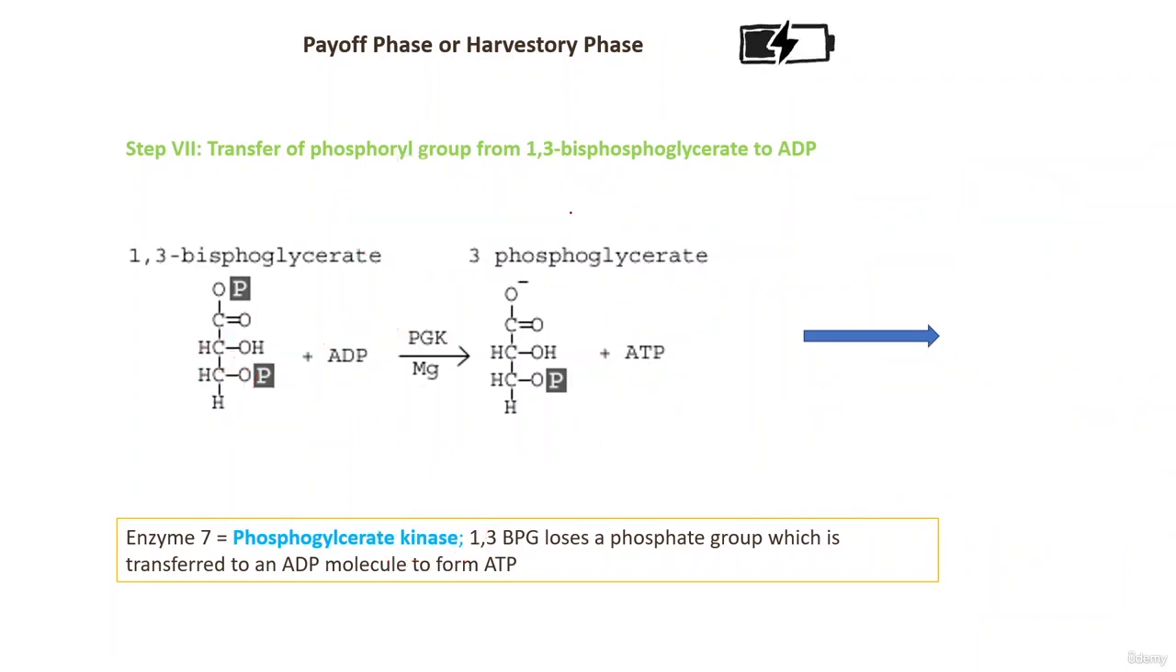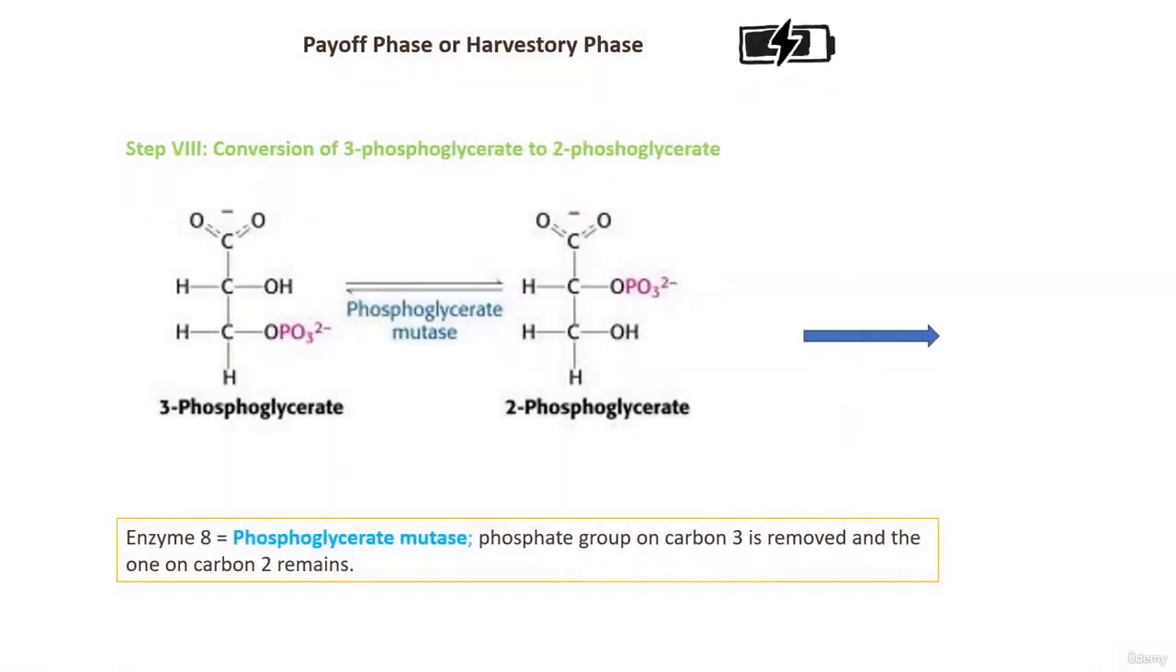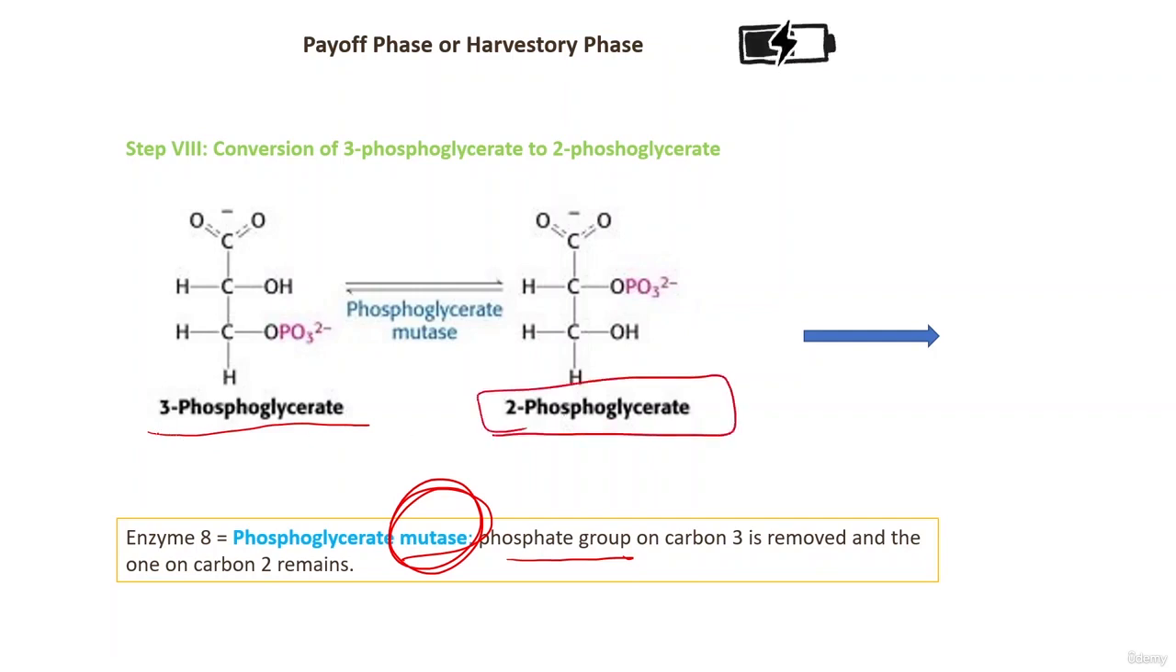Now the next reaction is the conversion of 3-phosphoglycerate to 2-phosphoglycerate, where mutase is the enzyme. The phosphate group on carbon 3 is removed and the one on carbon 2 remains. So 3-phosphoglycerate becomes 2-phosphoglycerate with the help of mutase.